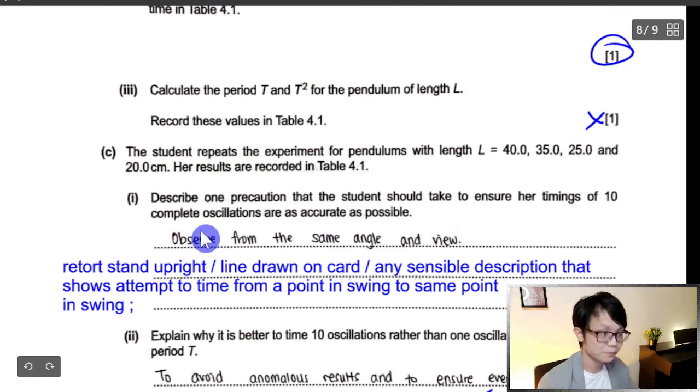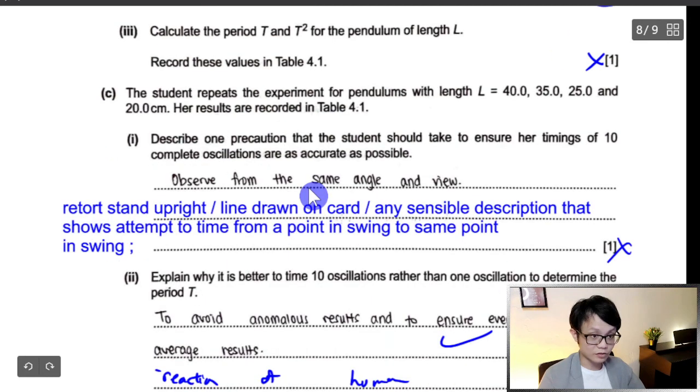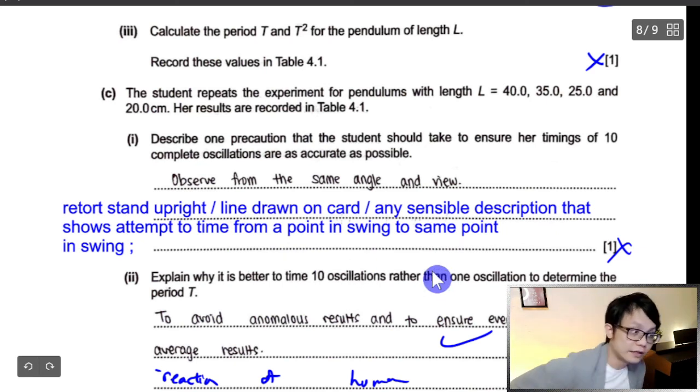The student did the experiment with the length 40, 35, 25 and 20. Her result is recorded. Describe one precaution. Why do you want to take 10 timings? What should she do to ensure her timing of 10 oscillations is as accurate as possible? So these are the marking scheme. Again, for this question maybe there are a few answers, but that's why it lists out now, like retort stand upright, line drawn on the card, any sensible description that shows that the time of the point in swing is the same as the point in swing.